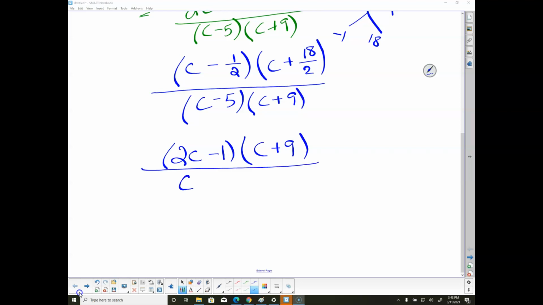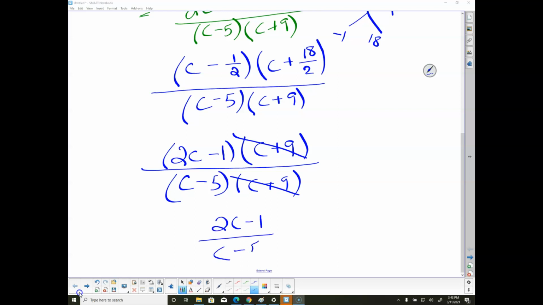And I have in the denominator still c minus 5 times c plus 9, and then my c plus 9's cancel. So I'm left with 2c minus 1 in the numerator and c minus 5 in the denominator, and I am finished. I have written an expression to describe the perimeter of my isosceles triangle. Please go ahead and try some perimeter problems.